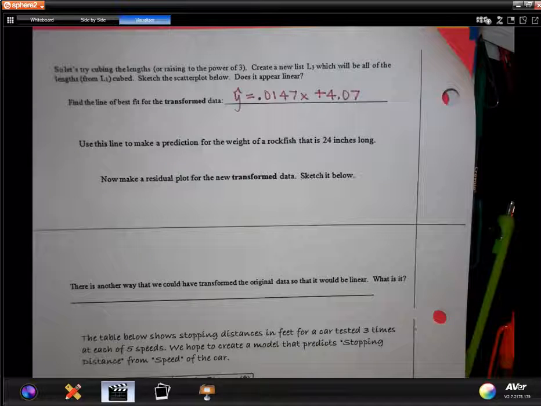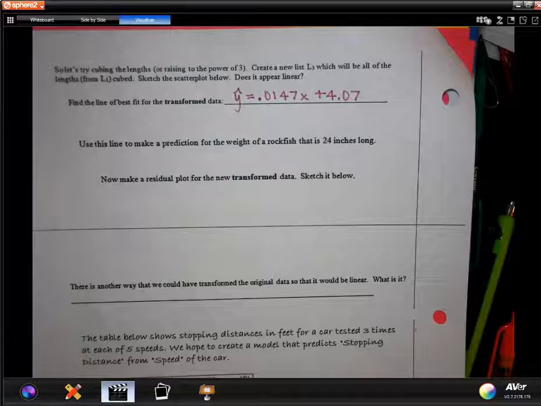Obviously, it's going to be like 0.24 plus 4.07, right? Obviously. Isn't it? Or am I wrong? It's not. Nope. Are you sure? I am absolutely 100% positive.